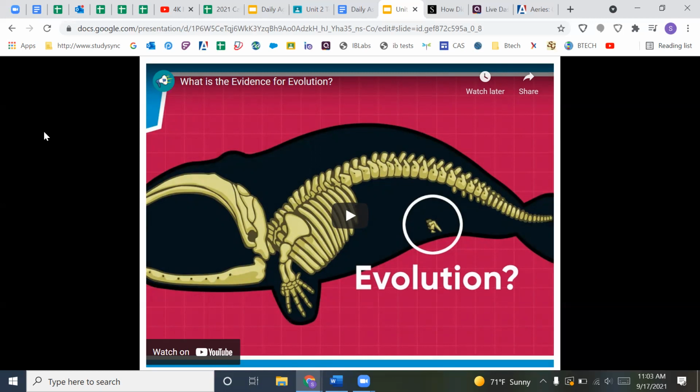Yeah, I think it's just floating. So it's what we call a vestigial trait. It doesn't have a function anymore. Which is evidence for evolution, because why would this be here except for the fact that it came from a previous evolved ancestor?